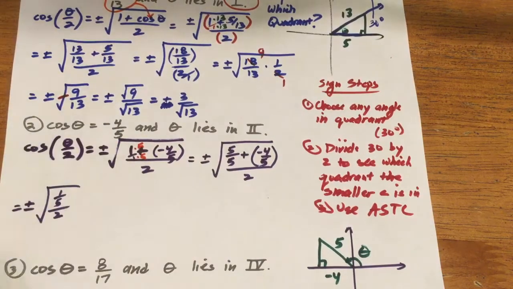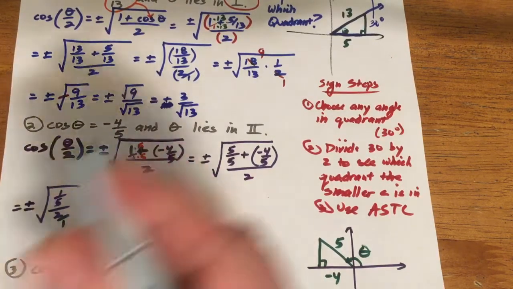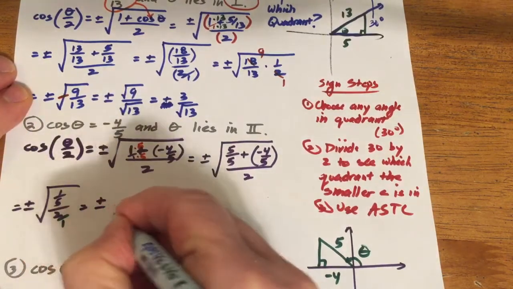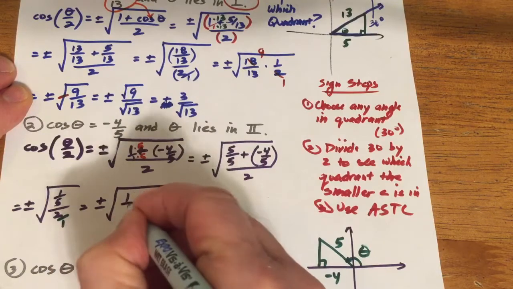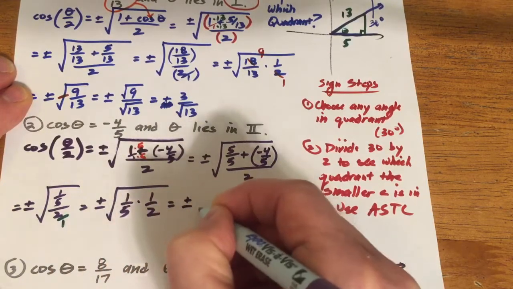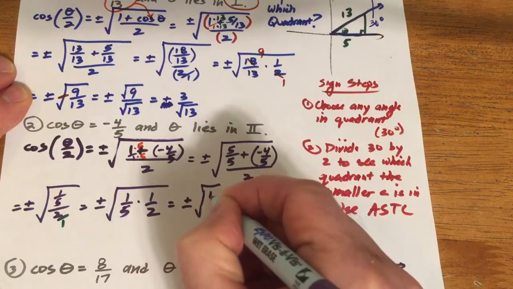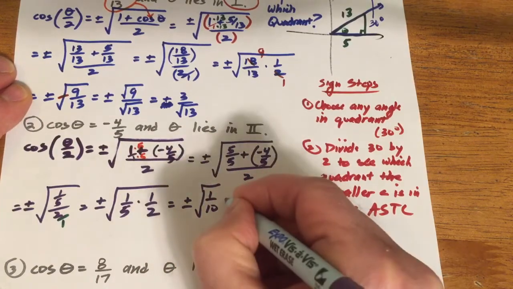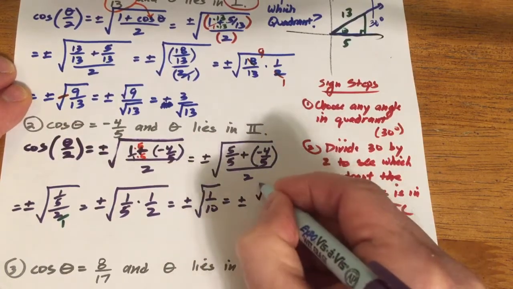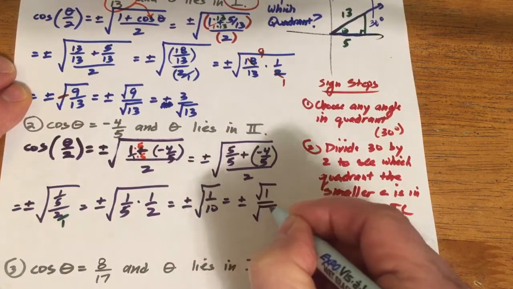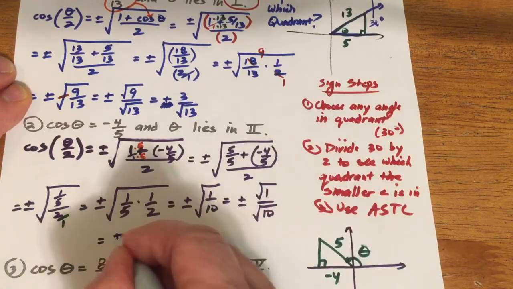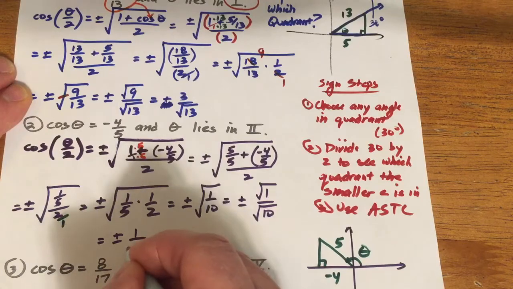And we'll go ahead and do what we did before. Put this over 1 and multiply by the reciprocal. So plus or minus square root of 1/5 times 1/2, plus or minus square root of 1/10. Split it apart, plus or minus square root of 1 over square root of 10. Square root of 1 is 1, so we're going to get plus or minus 1 over square root of 10.